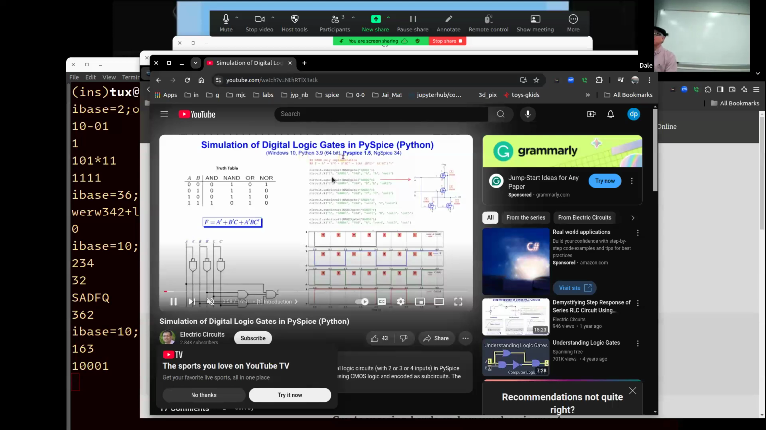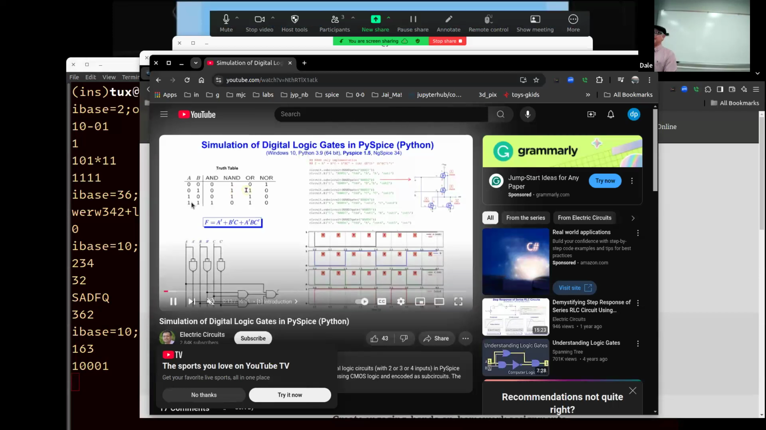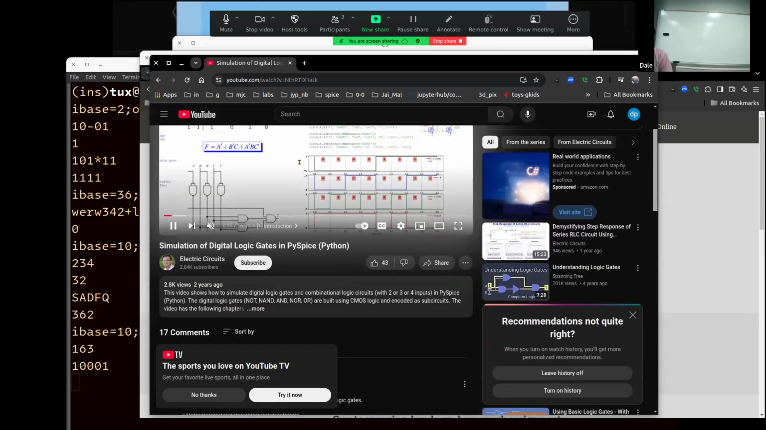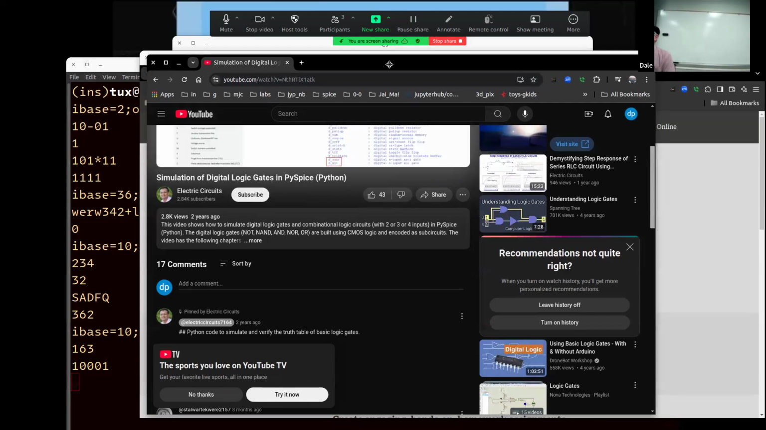If you're a Python person, you can use PySpice. And you can build your logic gates and write the code and have it do your adder. That's slick. The 2, 3, or 4 inputs. Nice.